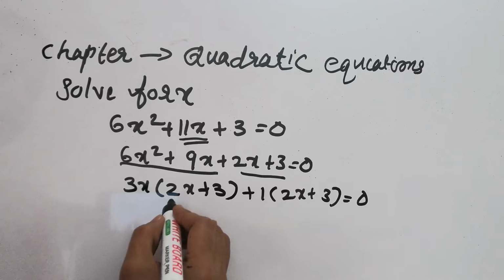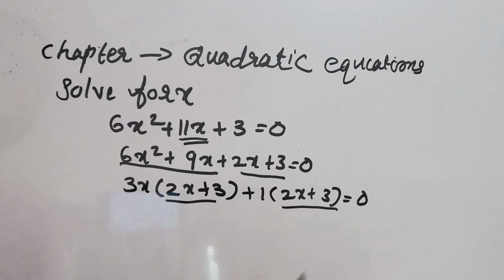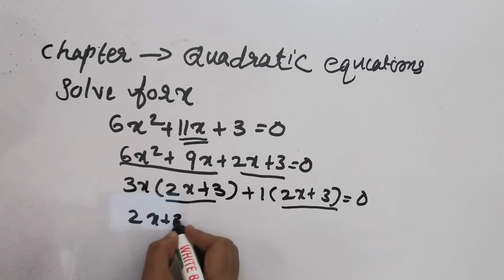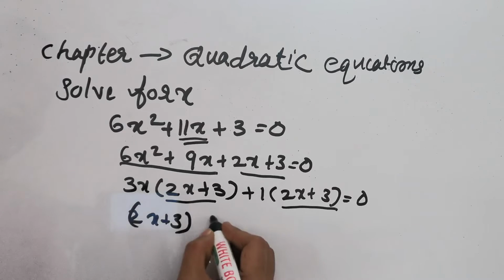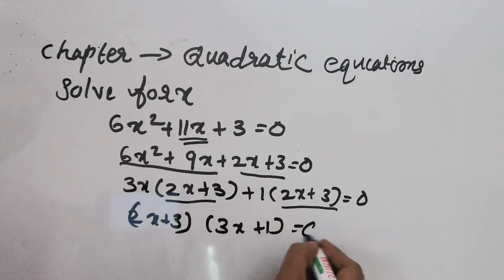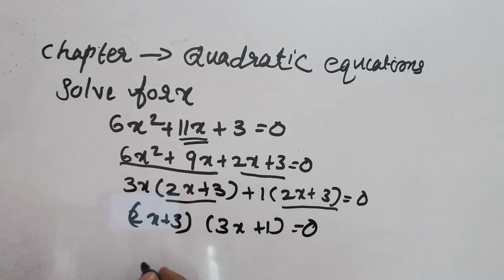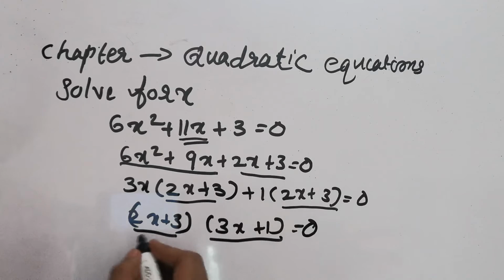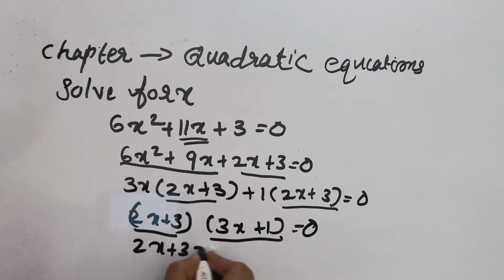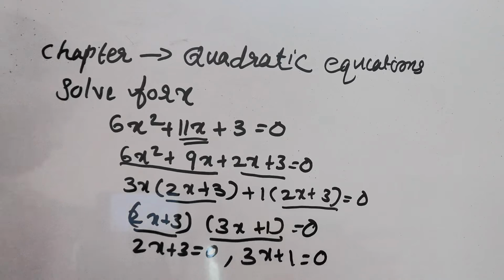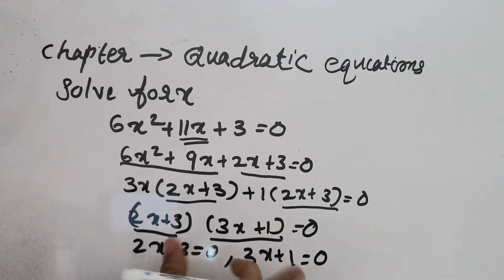After that, here is 2x plus 3 and 2x plus 3. The two terms have a common factor. So we take 2x plus 3 outside, multiplied by 3x plus 1 in our bracket, is equal to 0. Okay, then we compare each factor with 0, which means 2x plus 3 is equal to 0 and 3x plus 1 is equal to 0. Then we find the value of x from each equation.